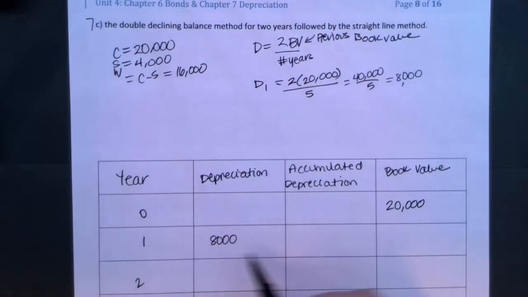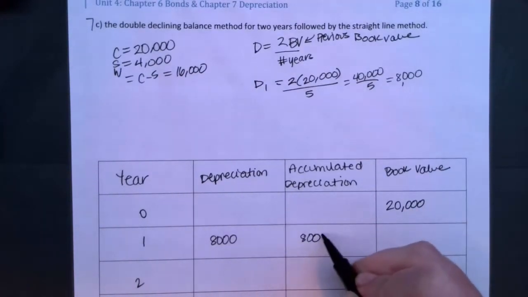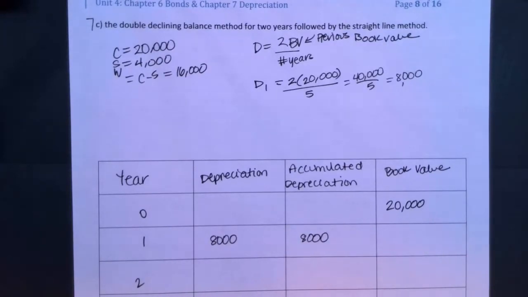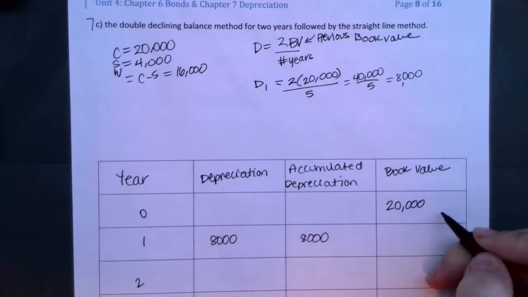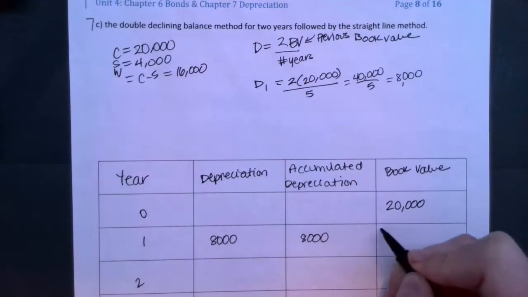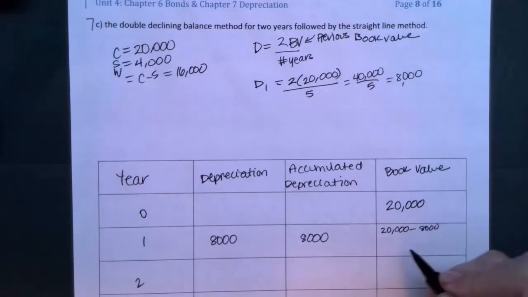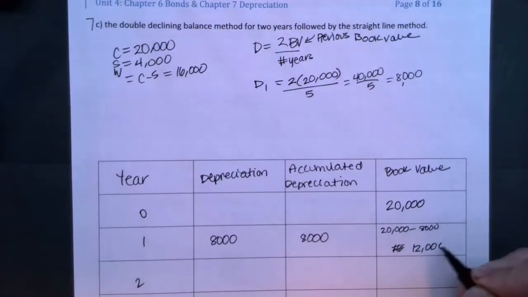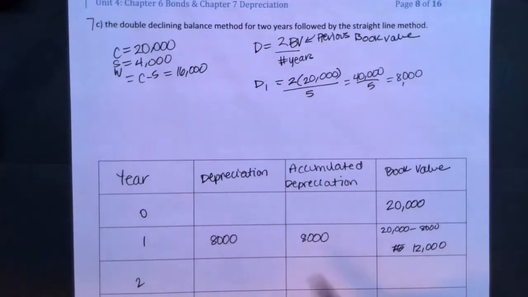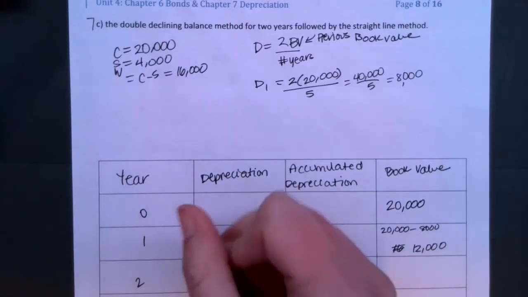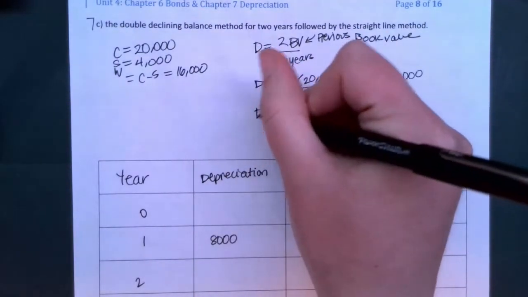So if we've only had one depreciation, then our accumulated depreciation would just be 8,000, and then our book value would be the previous book value, so that 20,000 minus our D, so we just have $20,000 minus our 8,000, so we should get 12,000. Okay, so we need to do this row first because now we're going to use this value to calculate our D2. This was D1, so now we have to do D2.